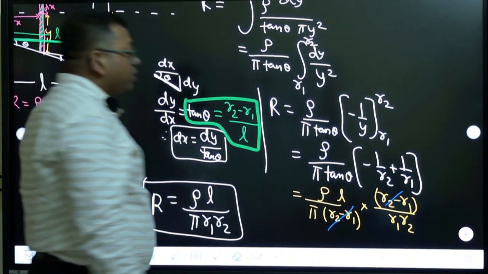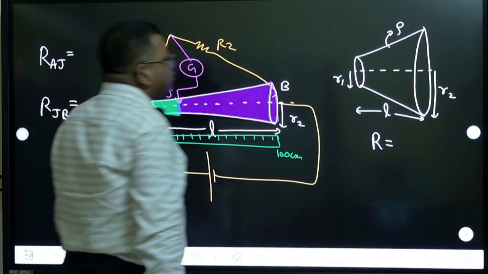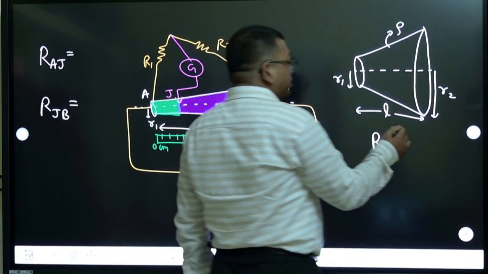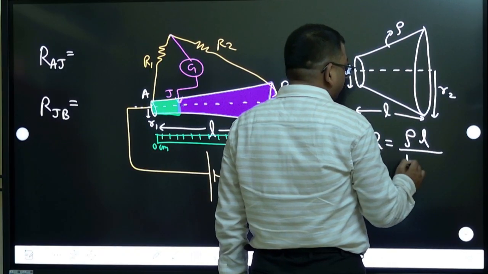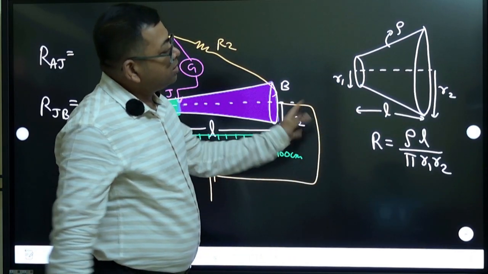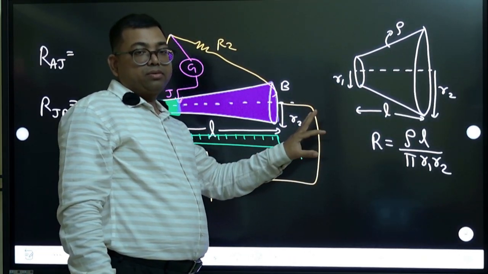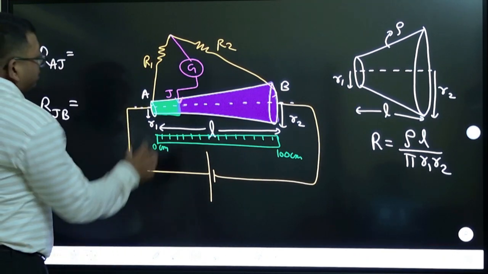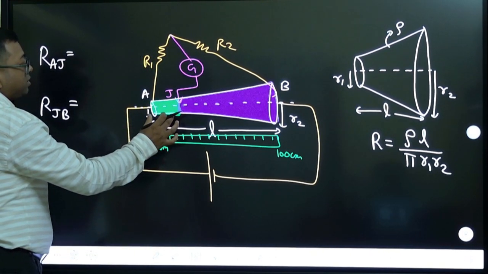So this we are going to use now. Remember this formula will become resistivity times length divided by pi R1 R2, where R1 and R2 are the radii of the ends. Okay, so now let us write this portion's resistance.